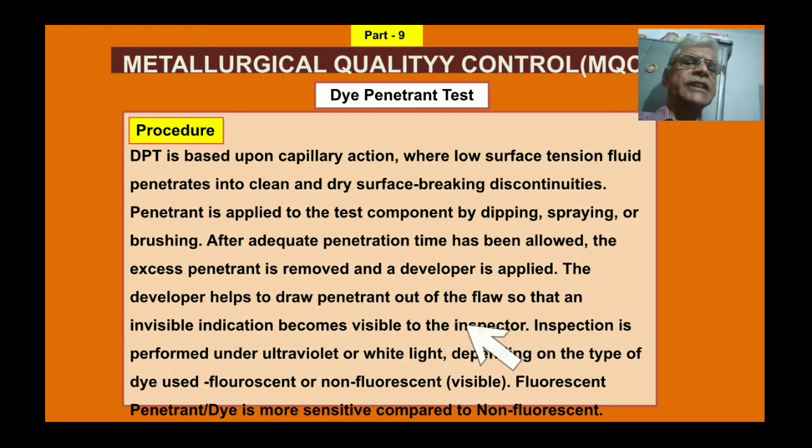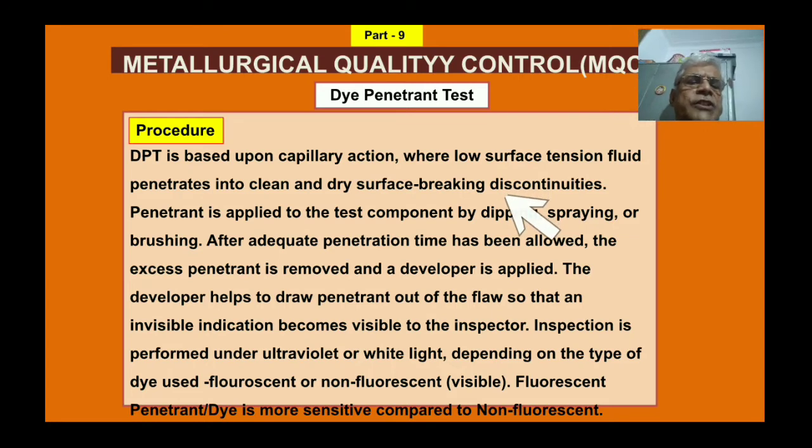So you see that in case of fluorescent, you see under black light, but in case of red dye, you have to see with naked eye. Inspection is performed under ultraviolet or white light depending on the type of dye used, fluorescent or non-fluorescent. This again I have explained. Then fluorescent penetrant is more sensitive compared to non-fluorescent. This is one more thing.